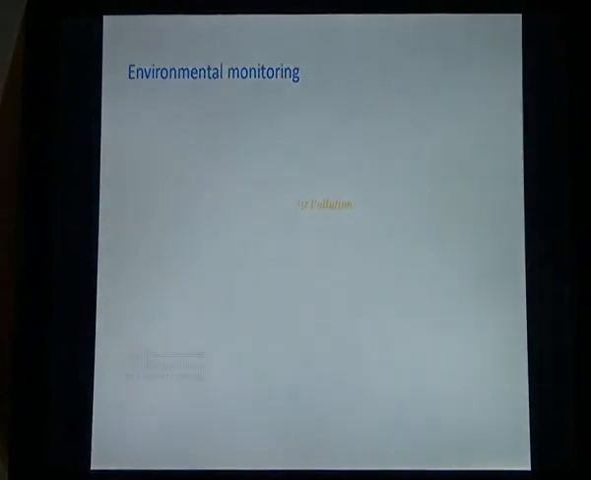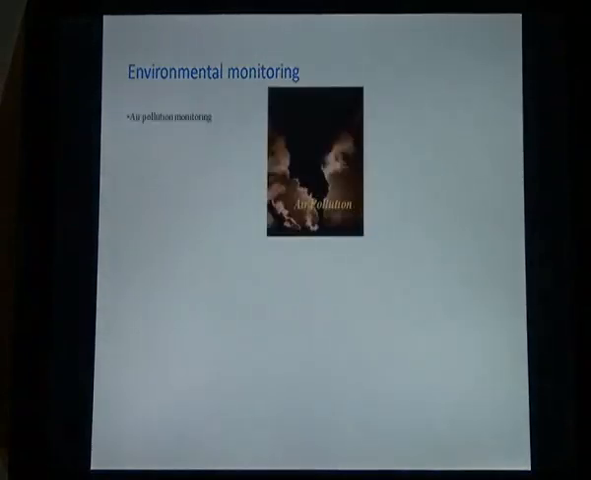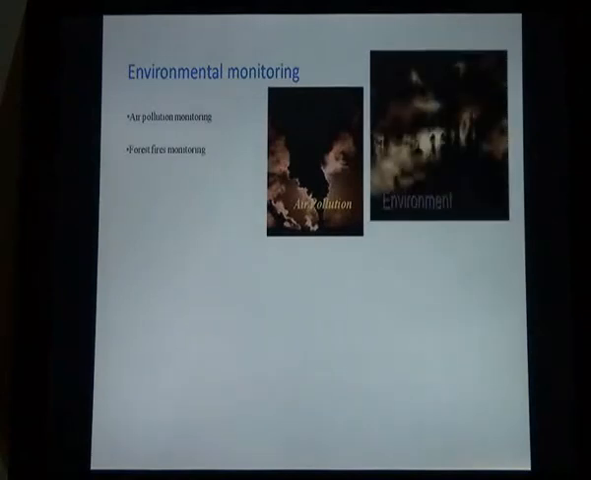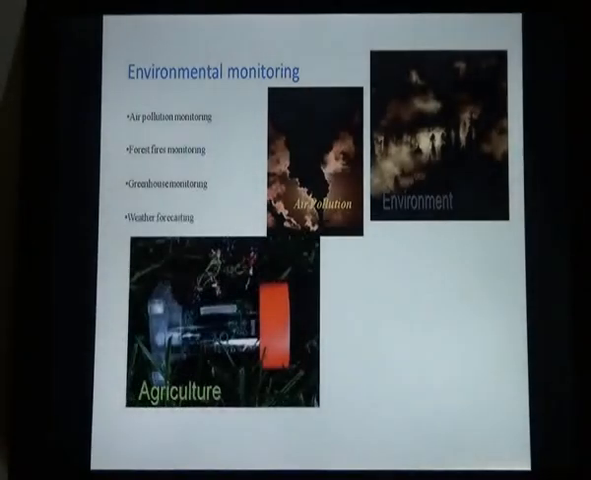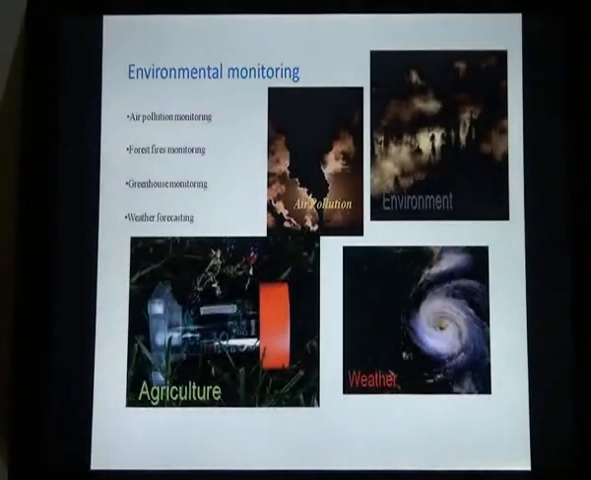For environmental monitoring, you can measure air pollution, the level of air pollution. You can also detect fires or firebugs in forests. We can also use WSNs for greenhouse monitoring in agriculture and for weather forecasting as well.